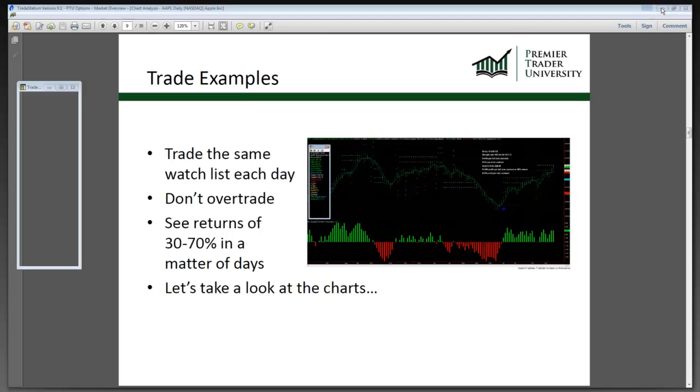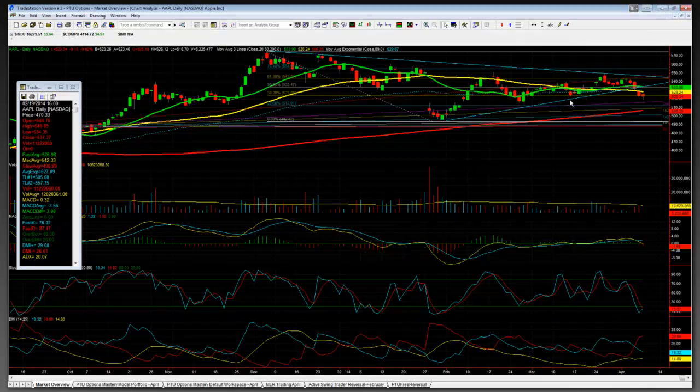So let me shrink that down. And the first chart that you're looking at here, does this look familiar to anybody? This is a daily chart of Apple. I've literally got 10 different indicators on here. I've got trend lines. I've got Fibonacci levels drawn on here. There's a lot of noise.